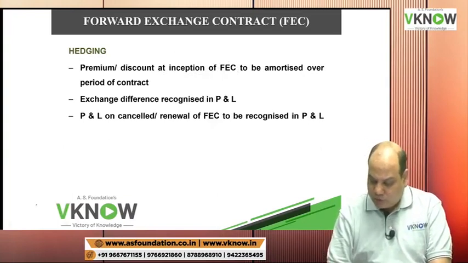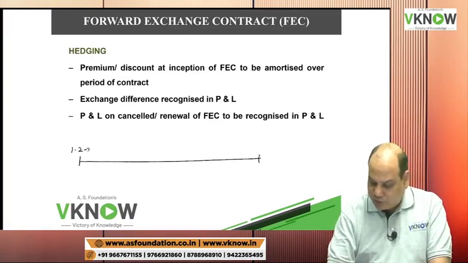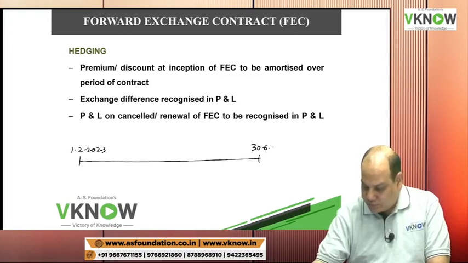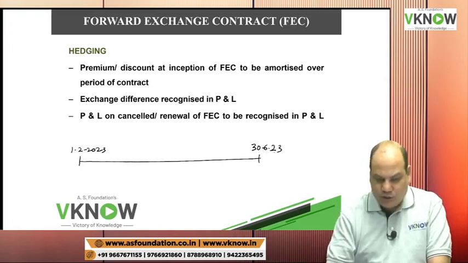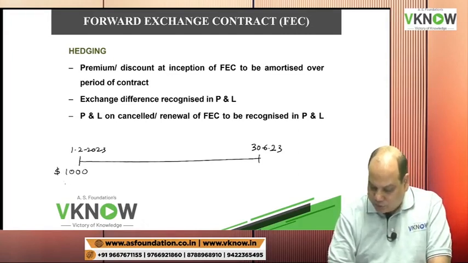Okay, you try one more. Suppose today is 1st February 2023 and the contract will mature on 30th June 23. Student will try. Number of dollar is 1000.